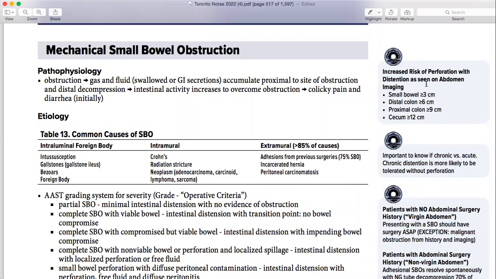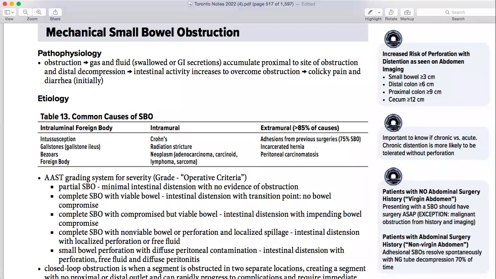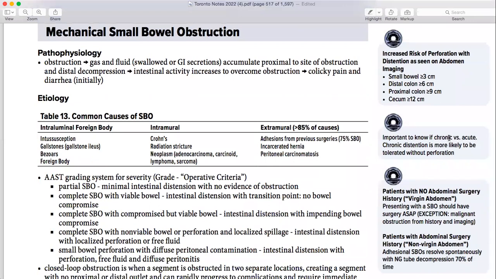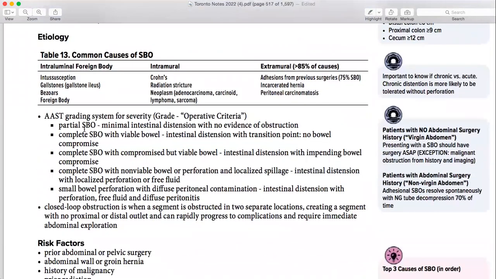This is important. Then there is an increased risk of perforation with the distension; this is like the centimeters given. It is important to know if it is chronic or acute, because acute and chronic are different and the presentation is different as well. This is given like if partial, then complete. If you go through the ultrasound, you can see which one is partial and which one is complete. I would highly recommend that you appreciate which one is partial and which one is complete.